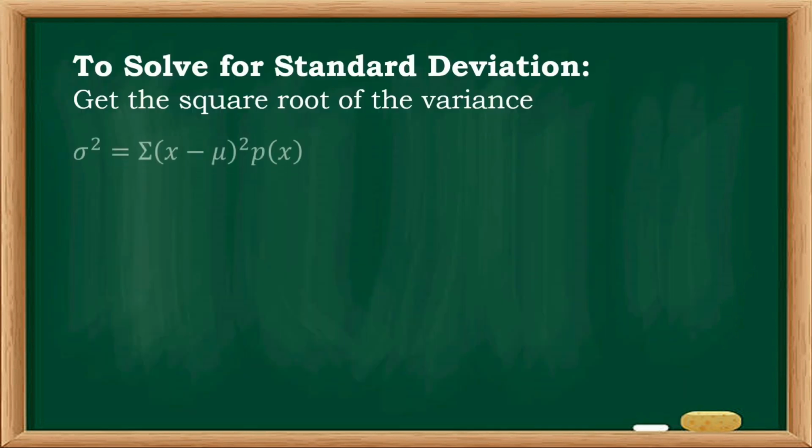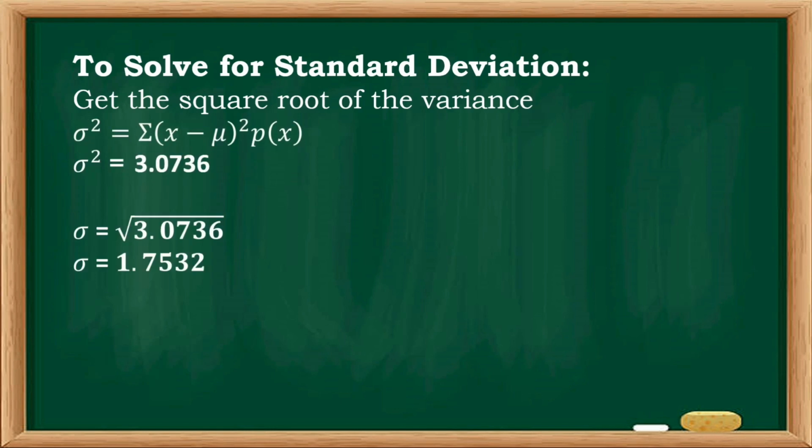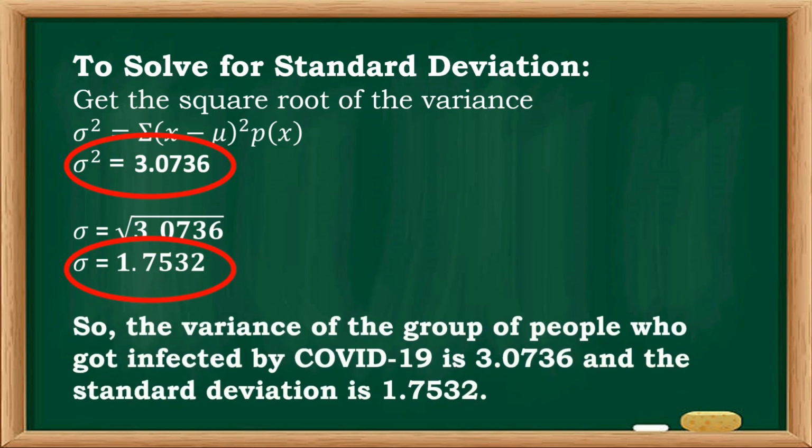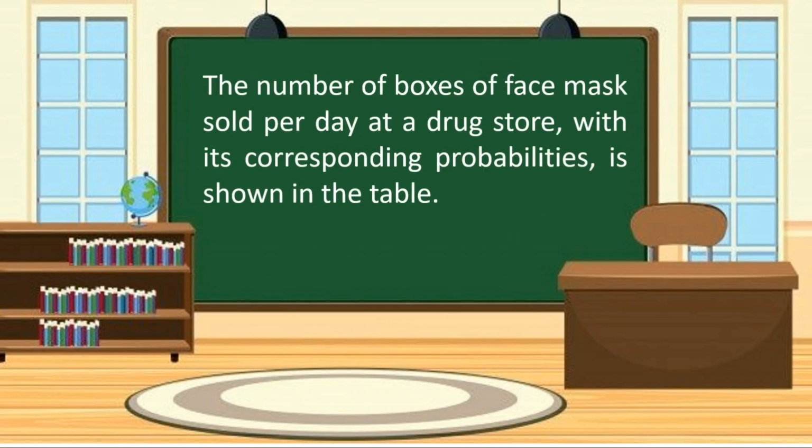To solve for standard deviation, get the square root of the variance. Since the result of the variance that we got a while ago is 3.0736, standard deviation is equal to the square root of 3.0736 to get 1.7532. So, the variance of the group of people who get infected by COVID-19 is 3.0736 and the standard deviation is 1.7532.